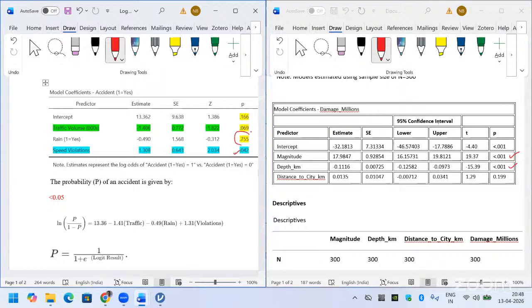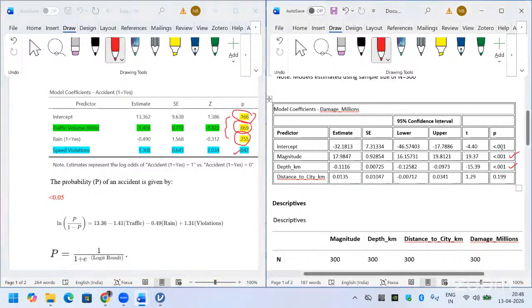Okay, this is more than 0.05. This is also more than 0.05. This is also more than 0.05. So these three are not significantly impacting. So you can see in this case, again, this measure and intercept, it is less than 0.05, so it is impacting.